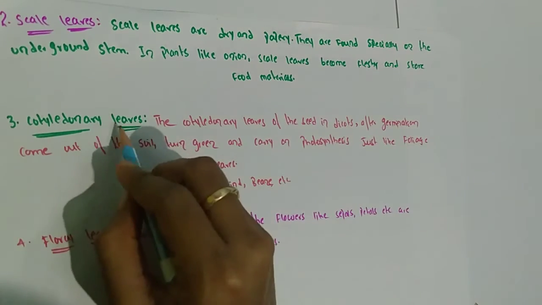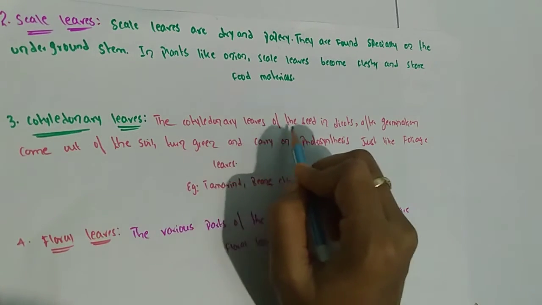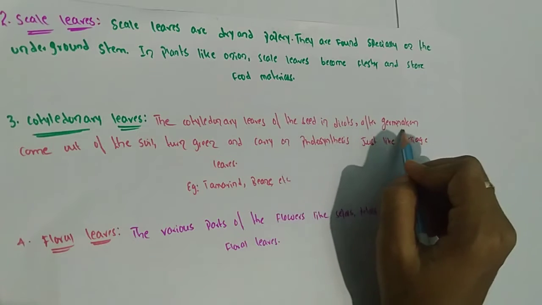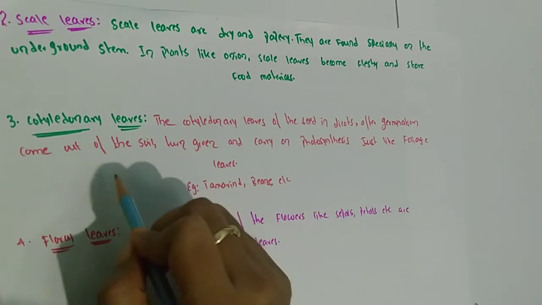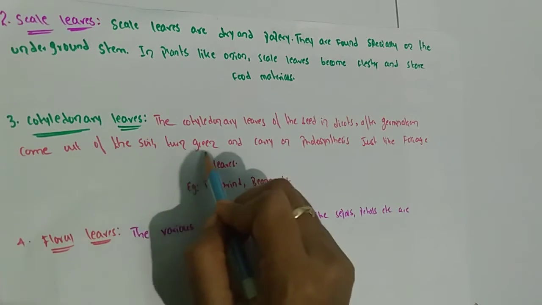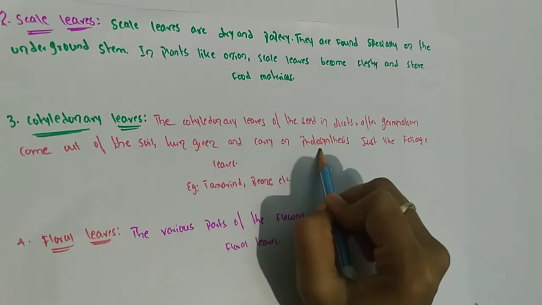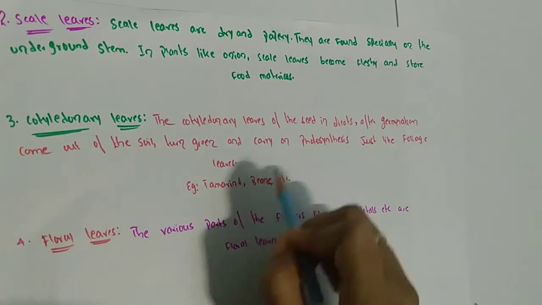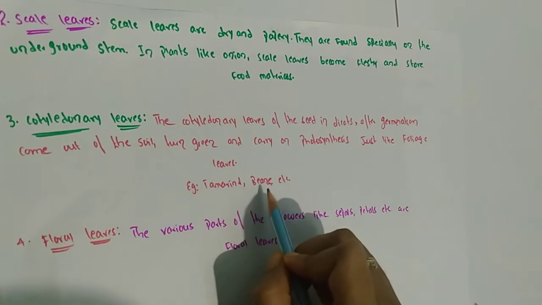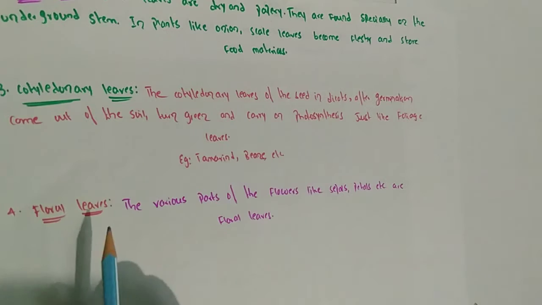Next, cotyledonary leaves. These are the seed leaves of dicots after germination. In dicots, after the seeds germinate, the leaves come out of the soil, turn green and carry on photosynthesis. That means they manufacture food materials for the plant, just like foliage leaves, as in tamarind, beans, etc.